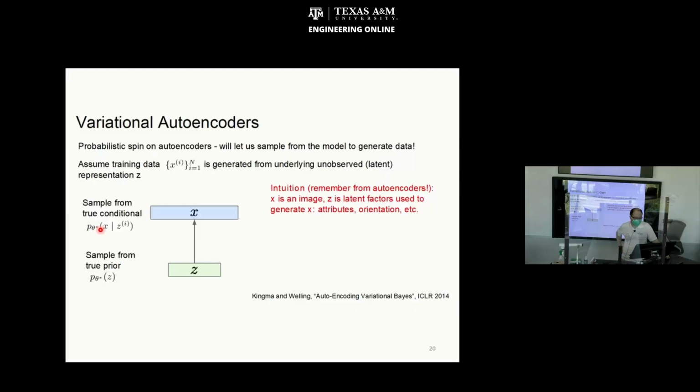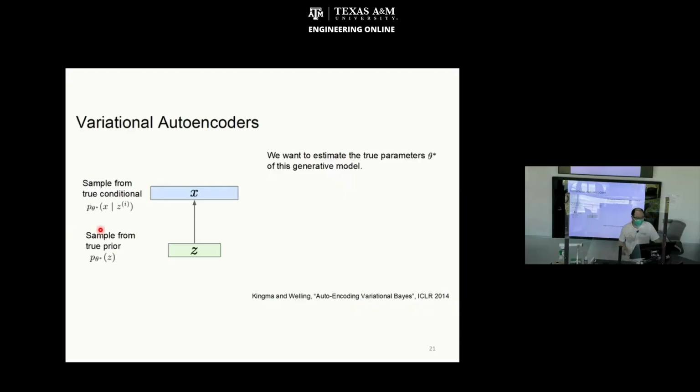X is the image, Z is the latent vectors used to generate X, like attributes, orientation, but of course you know that this latent variable is way deeper than the attributes or orientation and so on. It's a latent hidden variable. As I said, this theta star is the optimal, well, let's say this is the true parameters that we want to estimate, and then maybe we want to use a theta hat to denote the optimal parameters that we estimate.